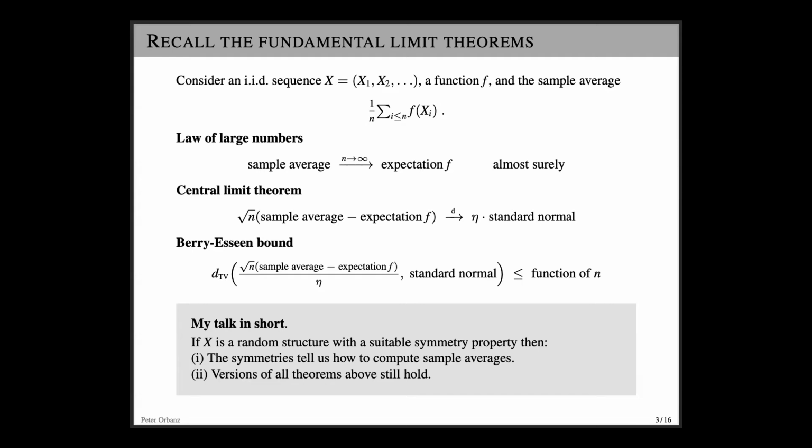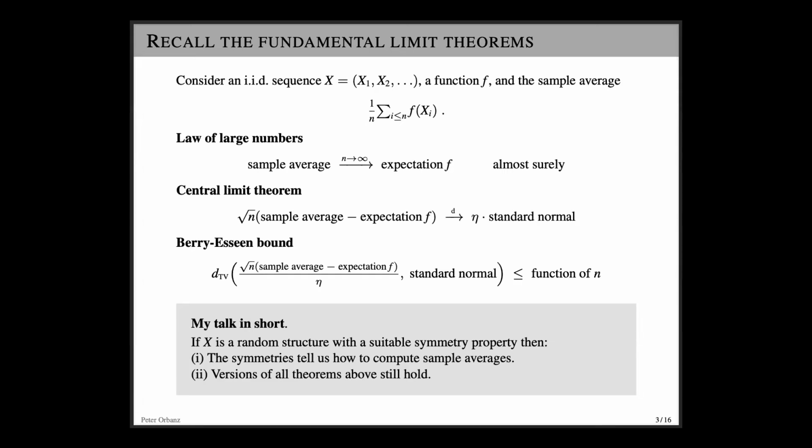Basically then, in short, what I'm going to talk about in this talk is that, loosely speaking, if instead of the sequence x here, I have some random structure, such as a graph, an infinitely large graph, an infinitely large matrix, something like that, and that structure has a symmetry property, by which I mean its distribution remains invariant under a certain group of transformations, there can be different groups, but they have to have certain properties, then these symmetries tell us how we can compute sample averages within the structure, and theorems like this still hold.